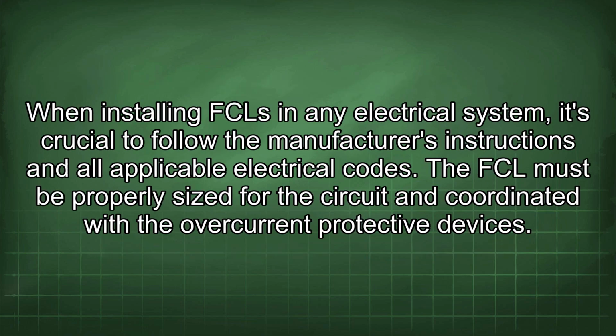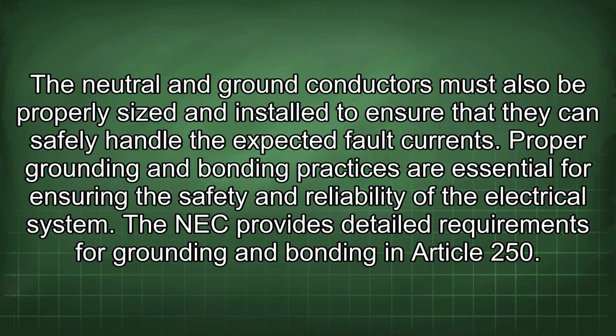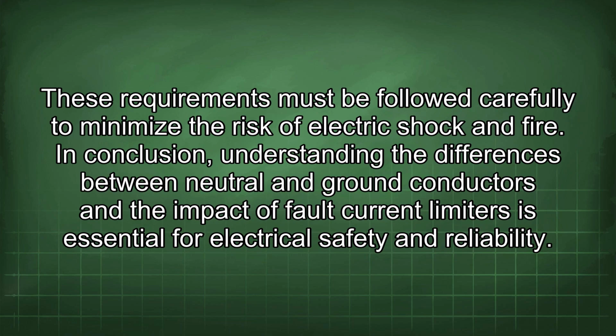When installing FCL in any electrical system, it's crucial to follow the manufacturer's instructions and all applicable electrical codes. The FCL must be properly sized for the circuit and coordinated with the overcurrent protective devices. The neutral and ground conductors must also be properly sized and installed to ensure that they can safely handle the expected fault currents. Proper grounding and bonding practices are essential for ensuring the safety and reliability of the electrical system. The NEC provides detailed requirements for grounding and bonding in Article 250. These requirements must be followed carefully to minimize the risk of electric shock and fire.